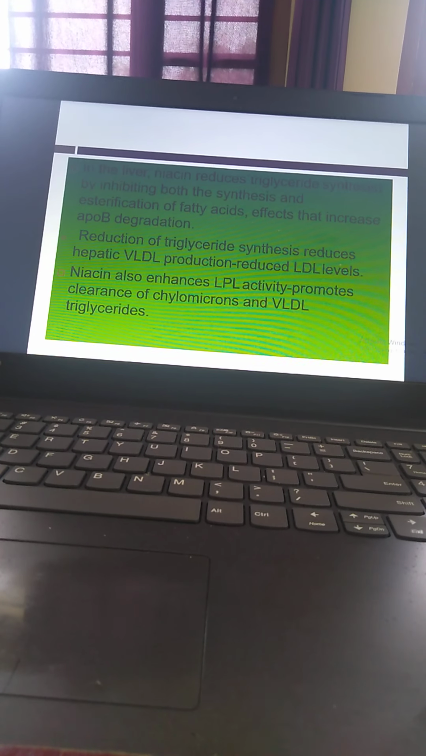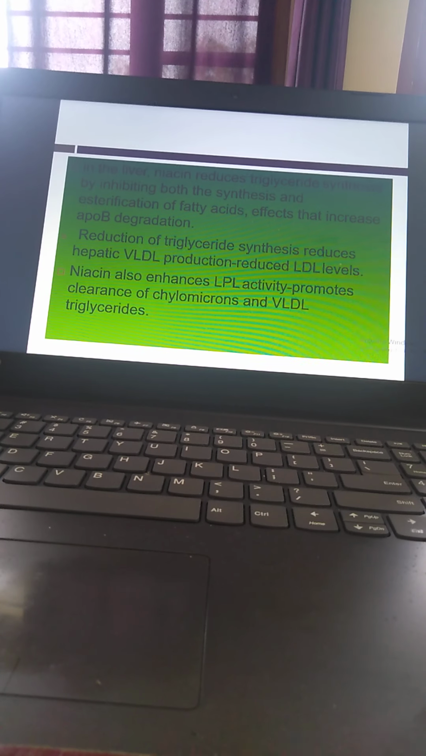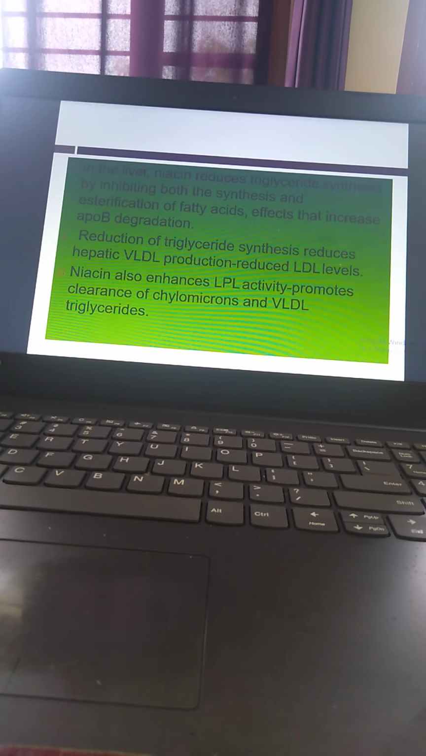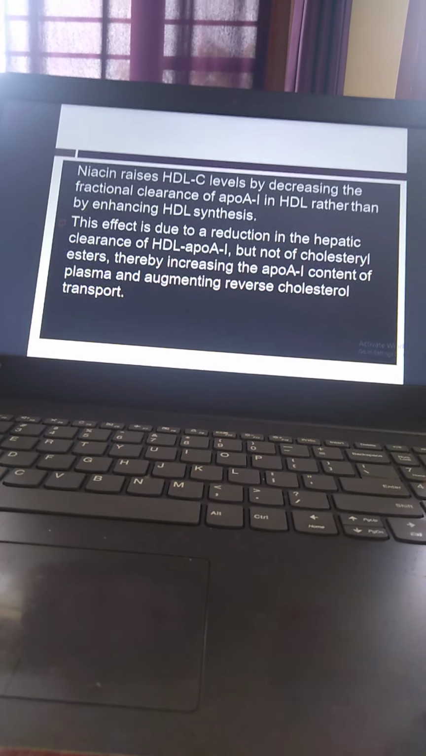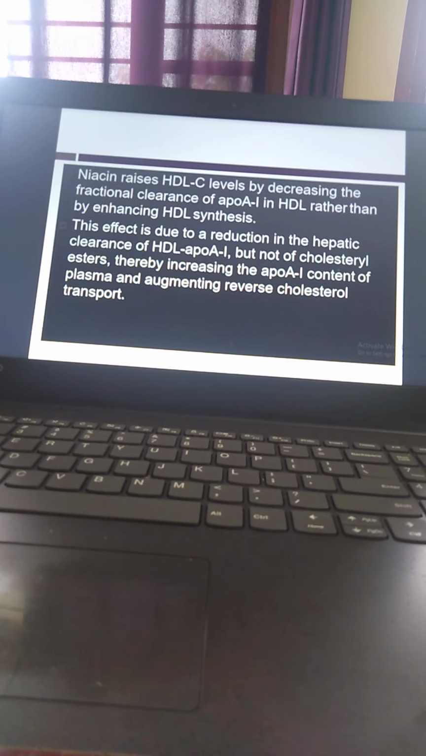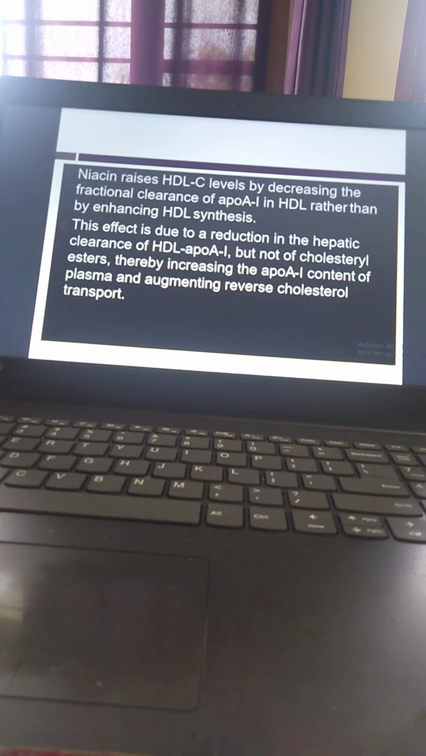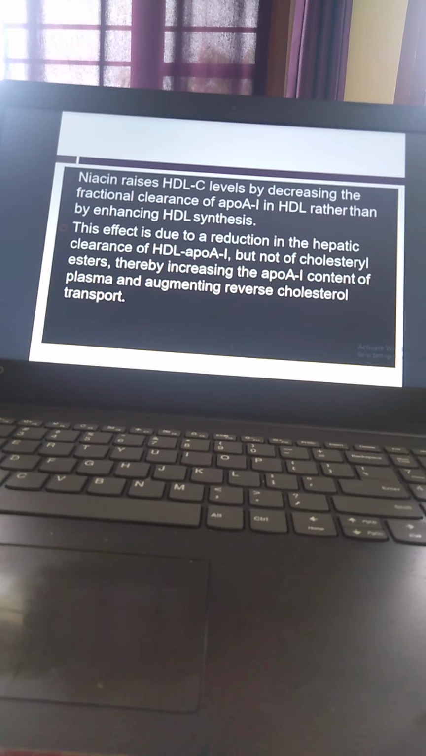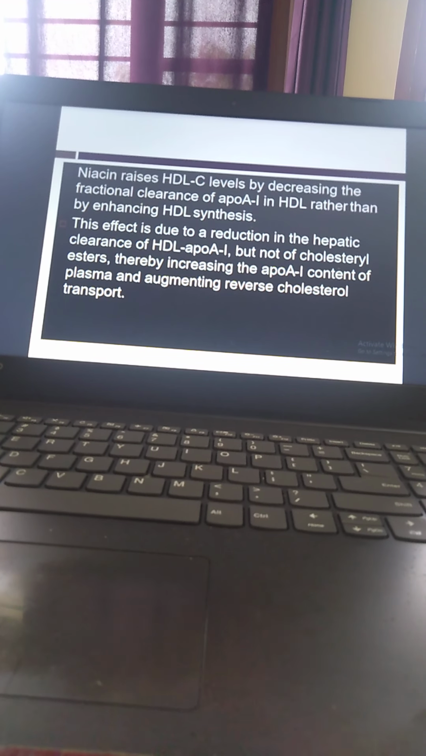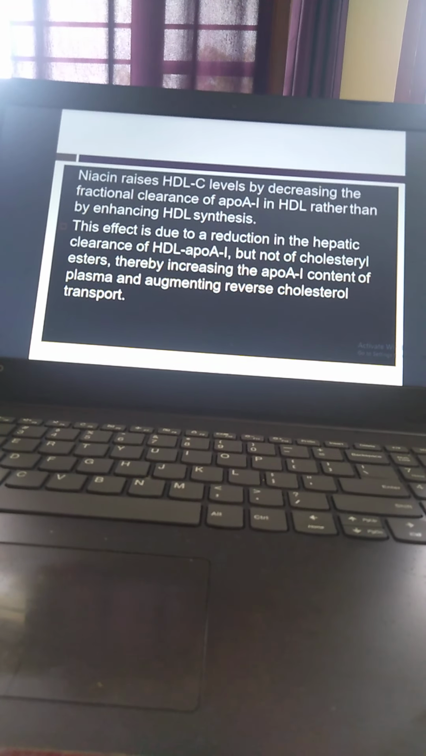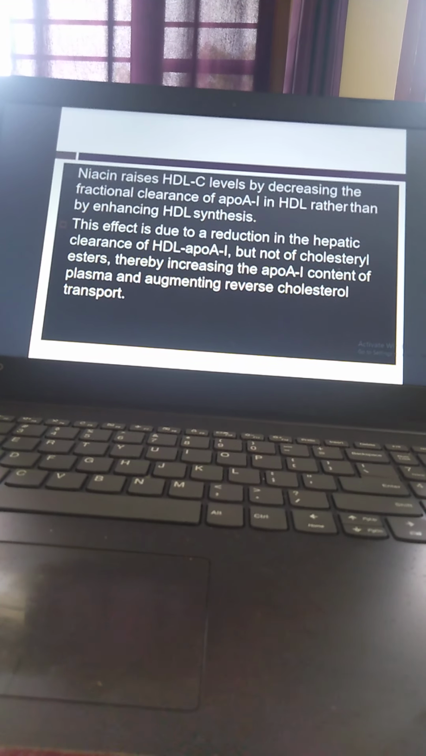With the result, what happens? LPL activity promotes the clearance of chylomicrons and VLDL triglycerides. So they are enhanced. With the result, niacin raises HDL-C. HDL is increased by decreasing the fractional clearance of ApoA1 and HDL rather than by enhancing HDL synthesis. This effect is due to the reduction of hepatic clearance of HDL ApoA1 but not of cholesterol esters, thereby increasing the ApoA content of the plasma and augmenting reverse cholesterol transport.